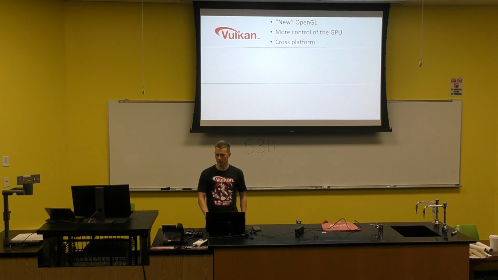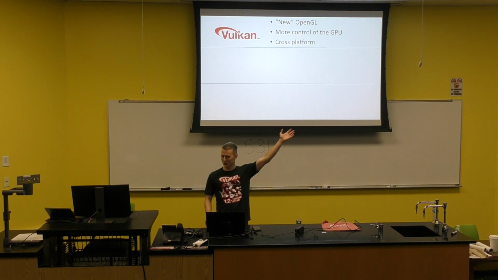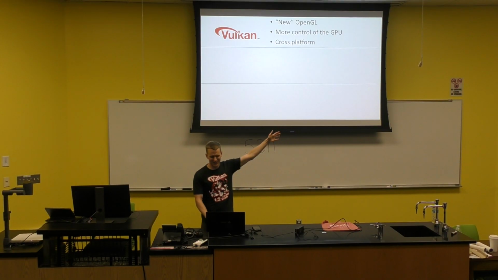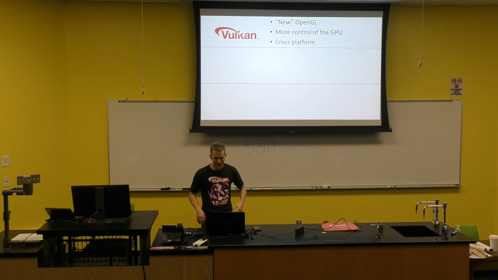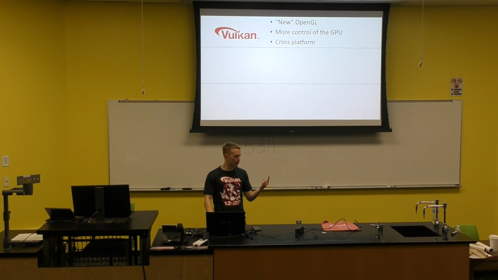So in 2016, the explicit APIs came out. Vulkan is, as you can tell by my shirt, I'm very biased. Vulkan's the new, better one. It's from the same Khronos group that made OpenGL. They didn't want to call it OpenGL 5, so they called it Vulkan. It's kind of a better way to put it. It gives you more control of the GPU and it's very cross-platform.